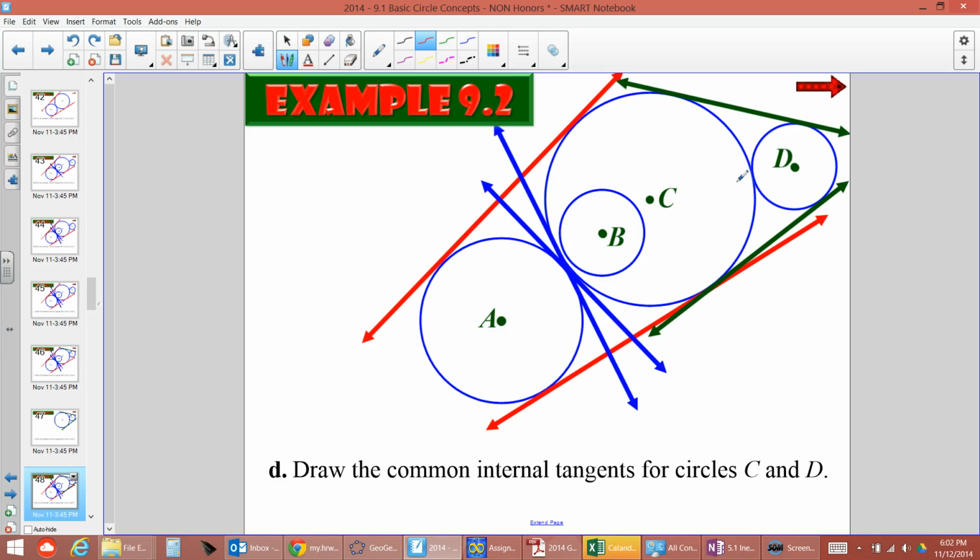When I ask you to draw the common internal tangents for C and D, notice, well, they only touch at one point particular, right there. When I draw the common internal tangent, I only have one of them. I can only touch at that one spot where the two circles are touching. So there's your common internal tangent. All right, now it says draw a common internal tangent for C and D. Done that already? Okay. Oh, last concept.